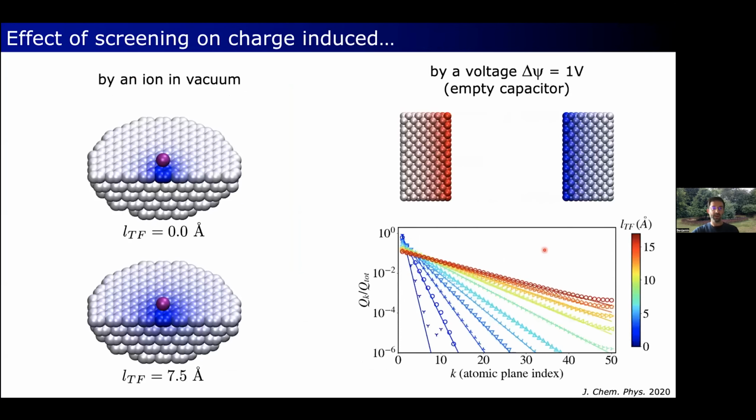If you look at the charge inside the metal induced by an ion in vacuum, in the case of a perfect metal, you have the charge essentially localized in the first plane and around the ion. If you increase the Thomas Fermi length from 0, corresponding to a perfect metal, to a finite value, you do have some charge within the next atomic planes, and the lateral extent also increases. The decrease as a function of the atomic plane index is predicted to be exponential. And if you look at what happens in an empty capacitor at a finite voltage, this is indeed what we find.